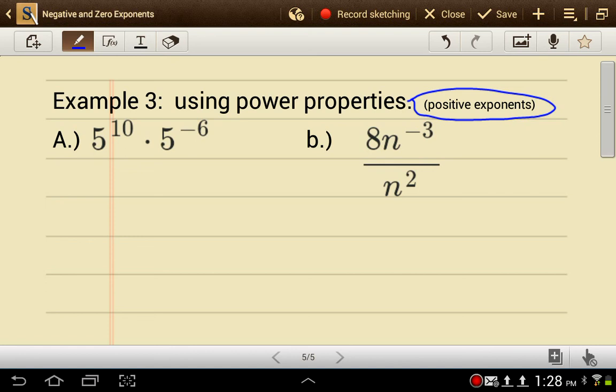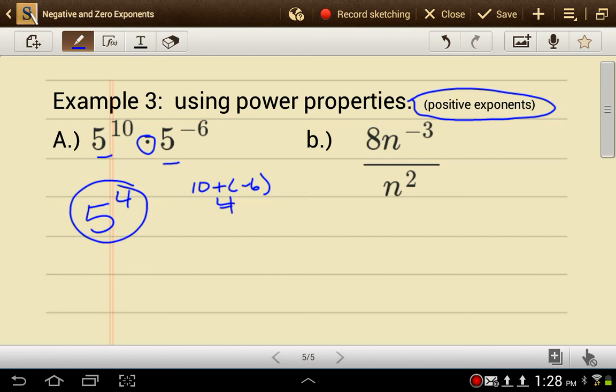So all I'm going to do with these guys, remember, if they have the same base and you're multiplying them, or dividing them in b, but in this case we're multiplying, then you just have to add the exponents. So my base is going to be 5, and I add the exponents, 10 plus negative 6. Well, 10 plus negative 6, guys, is 4. So that's just going to be 5 to the 4th power. Again, you don't have to multiply it out. We're using positive exponents, so you can leave your answer as 5 to the 4th power.